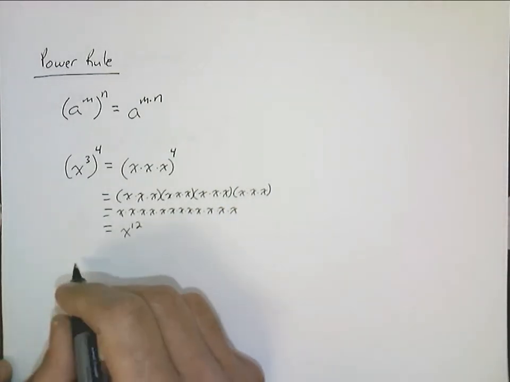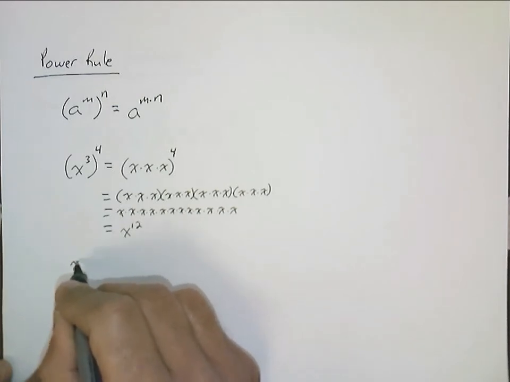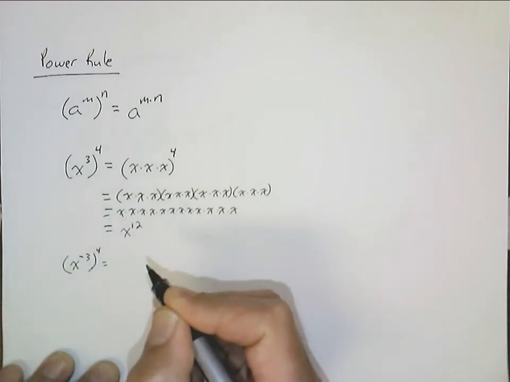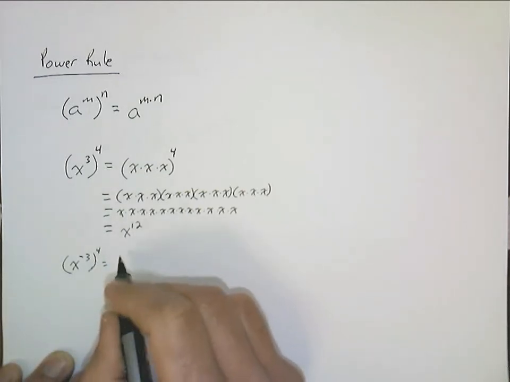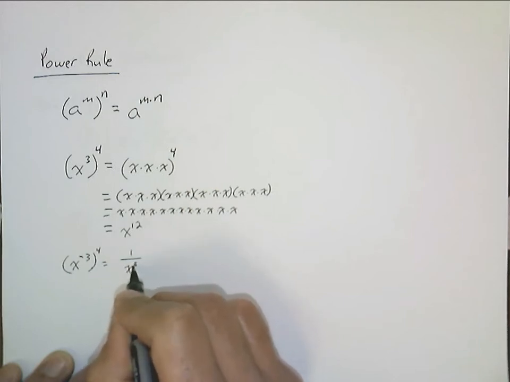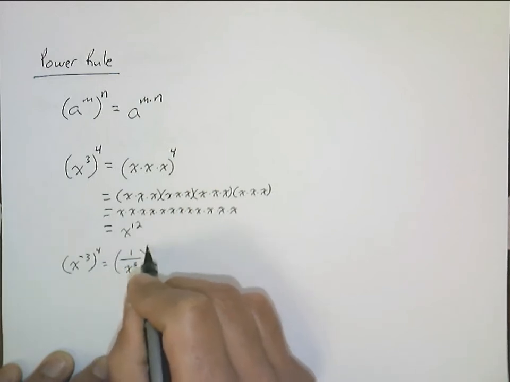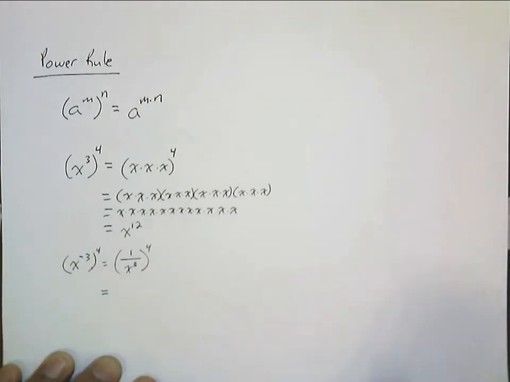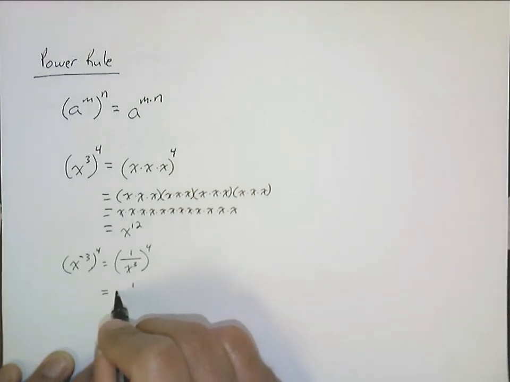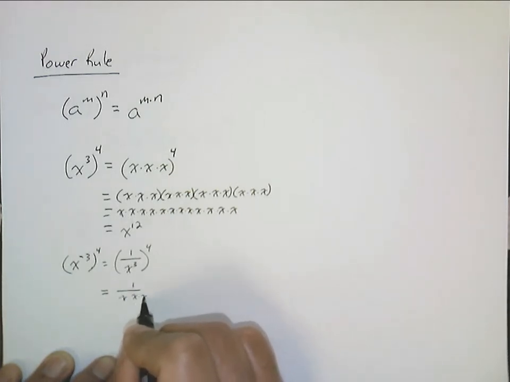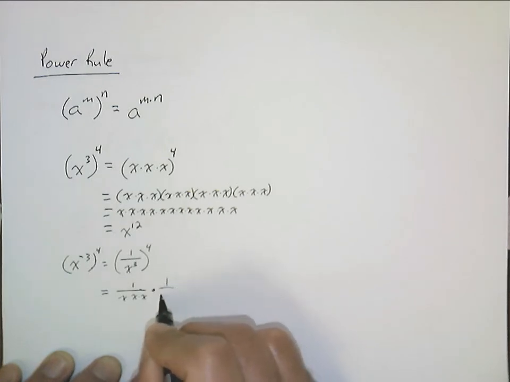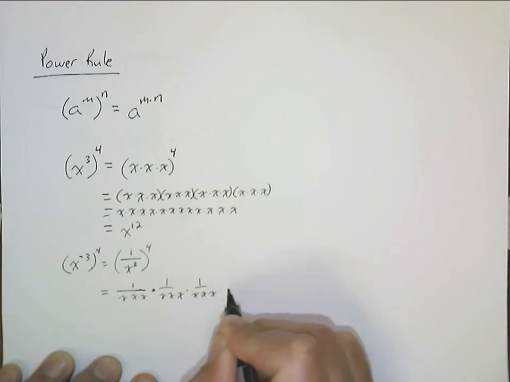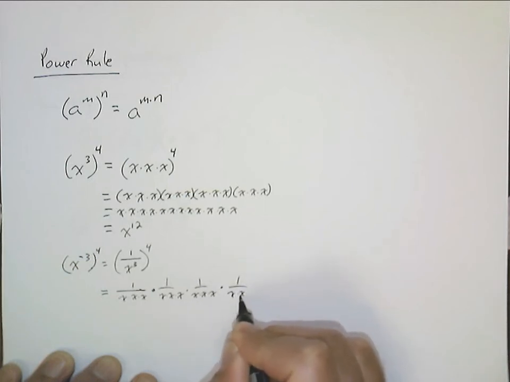And it also is going to work for negative exponents. Suppose we have x to the power of negative 3, and then we raise that to the power of 4. Well, x to the power of negative 3 is 1 over x cubed. That's being raised to the power of 4. So this would be 1 over x times x times x times 1 over x times x times x times 1 over x times x times x times 1 over x times x times x.